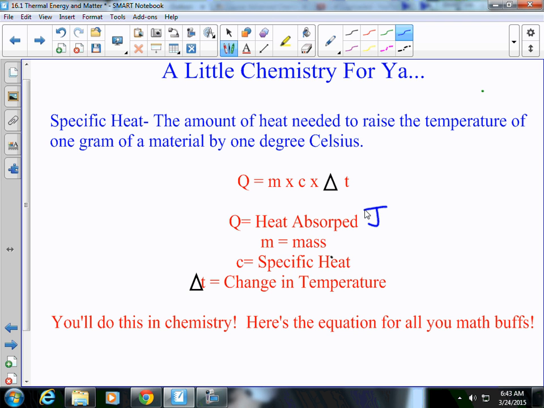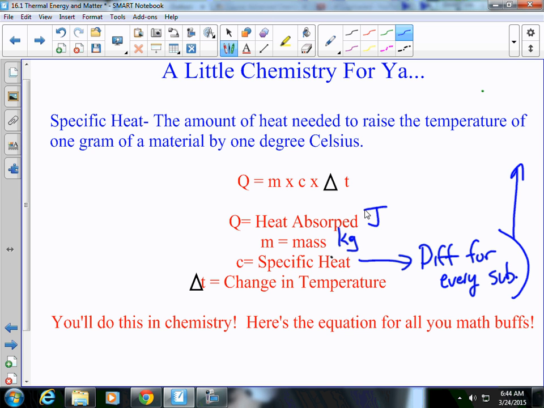If I want to figure out the amount of energy that an object might have, or the amount of heat that an object could use based on a temperature change, I'm going to use this equation. Q is equal to M times C times change in T. Q is the heat absorbed, that's measured in joules. M is the mass, which is measured in kilograms. C is the specific heat. This is a constant, and this is different for every substance. Typically, guys, you will always be given this, all right? It's in a table. There's a table that tells you all the specific heats for every substance you ever want to know. You'll be given that.